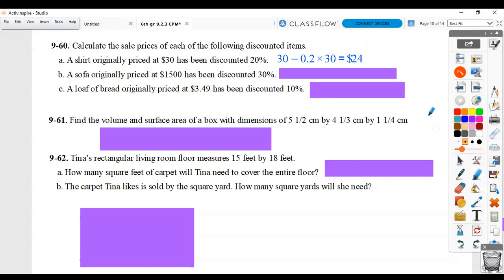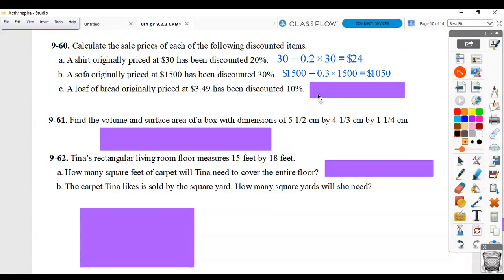Same concept with B. A sofa originally priced at $1,500 has been discounted 30%. So again, we're looking at 30% of 1,500. 30% as a decimal can be written as 0.30 or 0.3. You're going to find the amount of discount, subtract from the original price to get the discounted price.